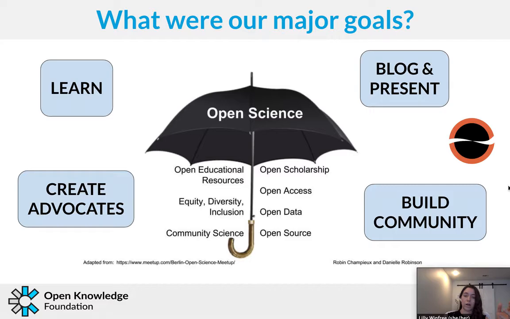Our major goals were all related to the umbrella term of open science, starting with teaching people so they were learning about open science concepts and also about open source software. We wanted to create advocates for open science, and this is really where that cultural change aspect comes in. The fellows also make blogs, so they do a lot of writing, and then they present workshops and talks. And importantly, we're also building community, which is really important, trying to create resilient open science advocates.